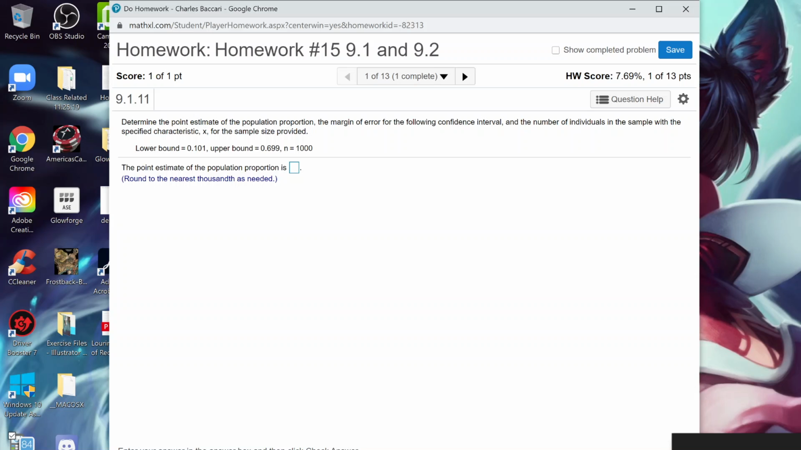So to do this one, it says determine the best point estimate of the population proportion, the margin of error, and the confidence level, for the following confidence level and the number of individuals with a specific characteristic. To do this, it's pretty straightforward when you have been given the lower and upper bounds. The lower and upper bounds are calculated. So what happens is they find the average number of people who have something in a test, and then they give a margin of error.